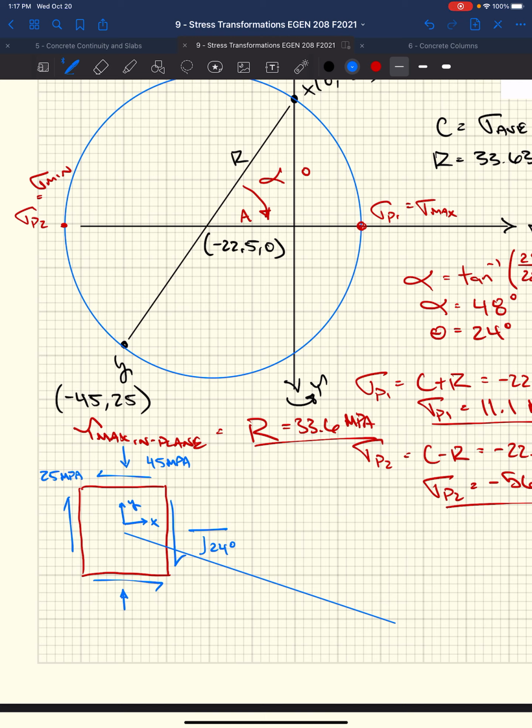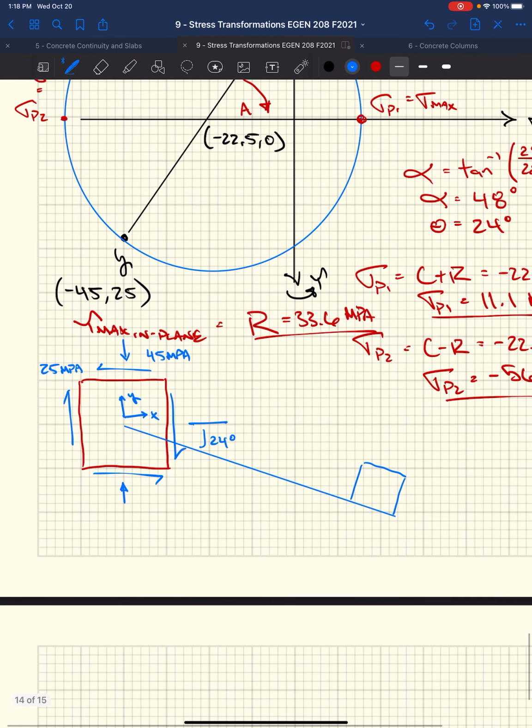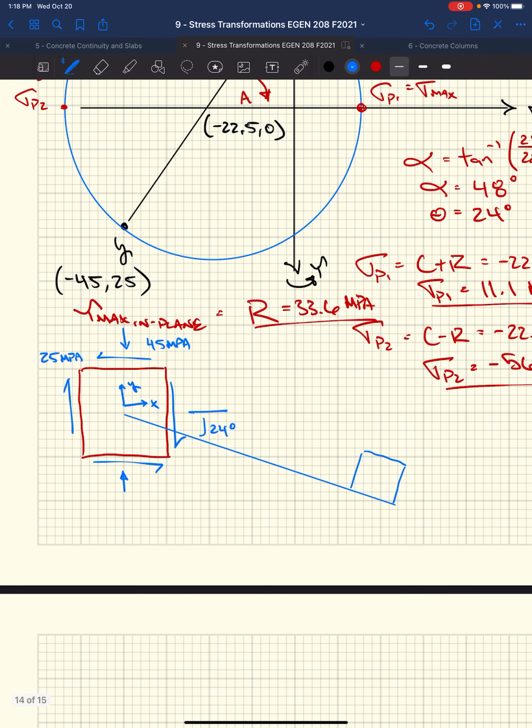Right? We decided that was 24 degrees, right? So we had to rotate our stress block 24 degrees. We can indicate now our stresses on this newly oriented block, right? We rotated 24 degrees to get our principal stresses. So now if we look at the x and y faces of our rotated block, it really looks something like this, right?